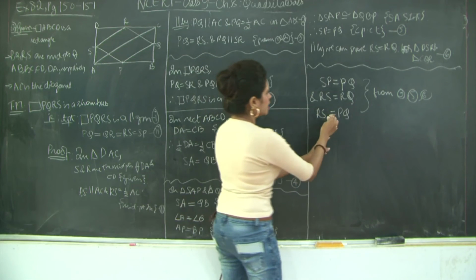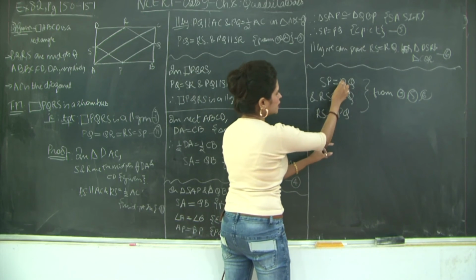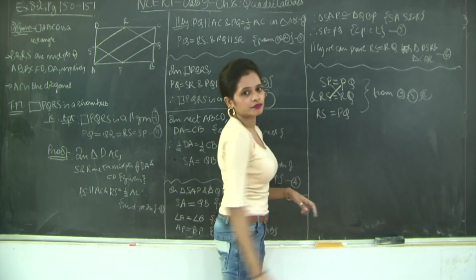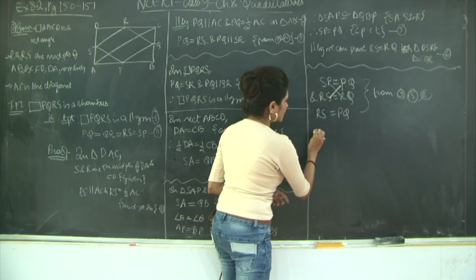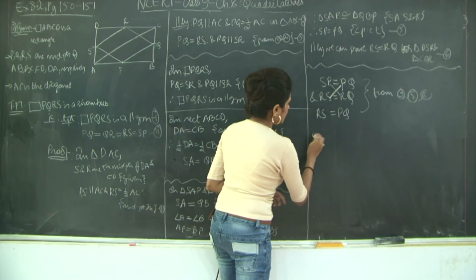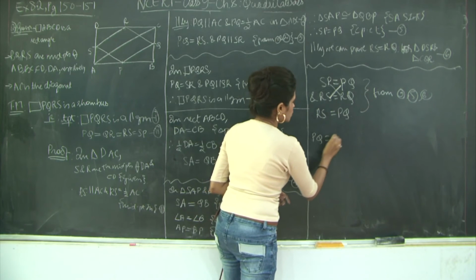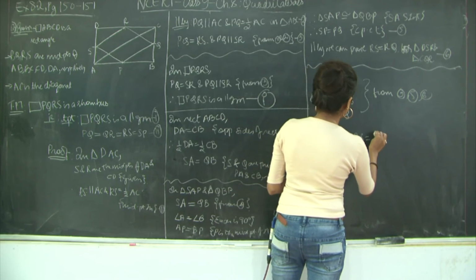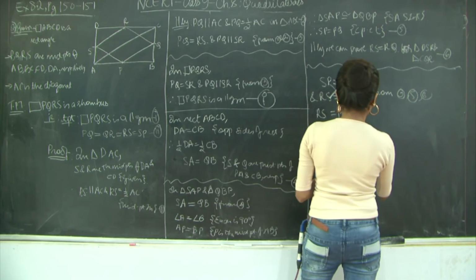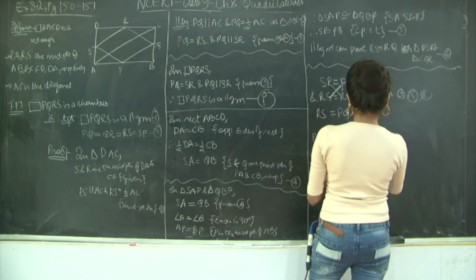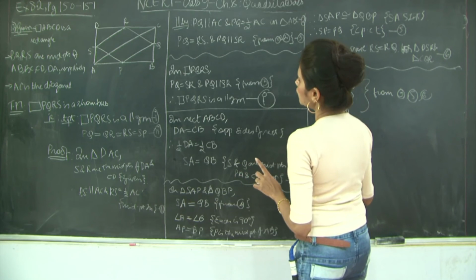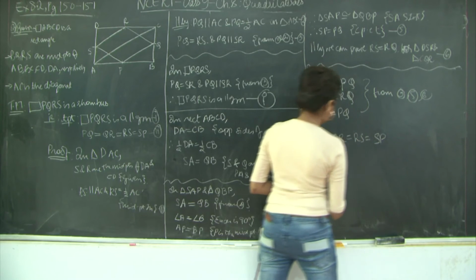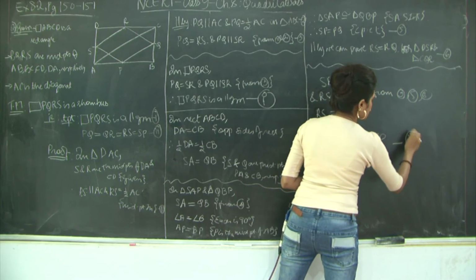What do you get? You have that RS is equal to PQ. These two are equal out here. Therefore, SP is equal to RQ. So, what do you finally get? That PQ is equal to QR, which is equal to RS, which is equal to SP. PQ, QR, RS and SP. And let's mark this as statement 2.